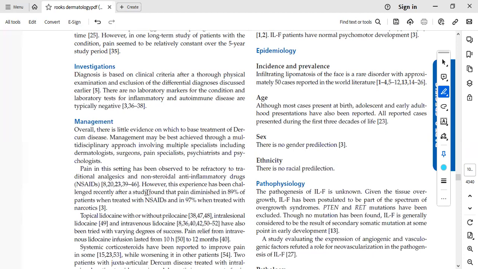So, according to the new studies, NSAIDs and narcotics are effective for pain treatment. And the other treatments are topical lidocaine with or without prilocaine, intralesional lidocaine, and IV lidocaine, which have also been tried. These were also with varying degrees of success. Pain relief from IV lidocaine infusion lasted from 10 hours to 12 months.